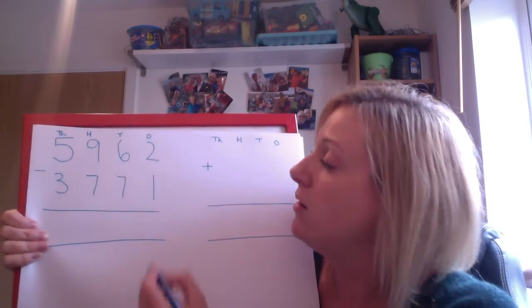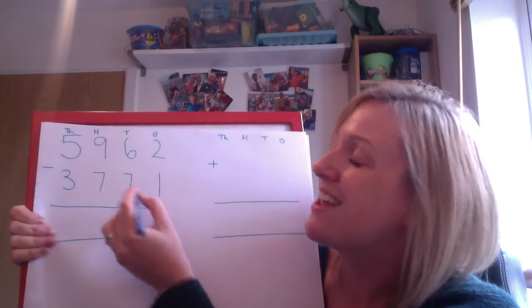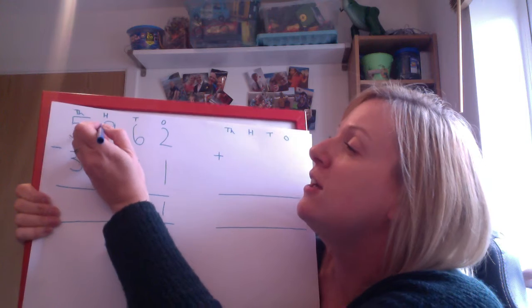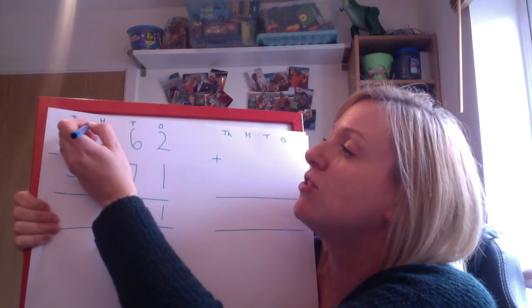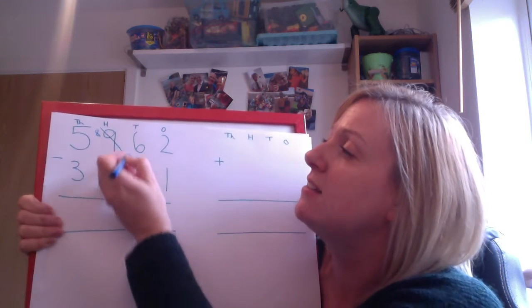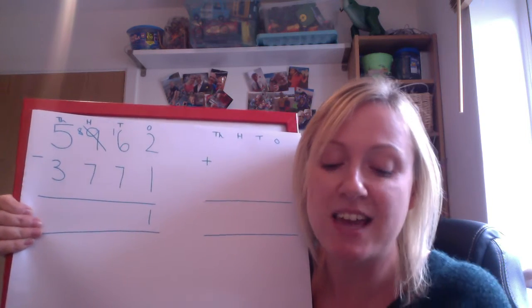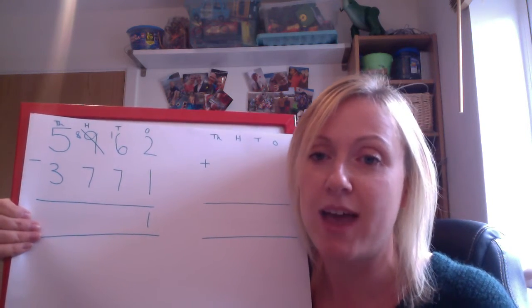2 take away 1 is 1. 6 take away 7, can't do it. I'm going to have to borrow. So I'm going to come over here and exchange. I'm going to cross out my 9 and write in an 8 and carry over my 1. I've now got the question 16 take away 7. So I'm going to hold 7 in my head.